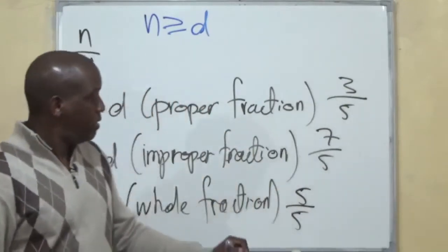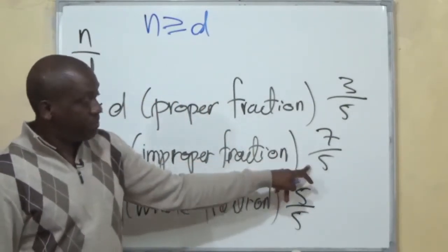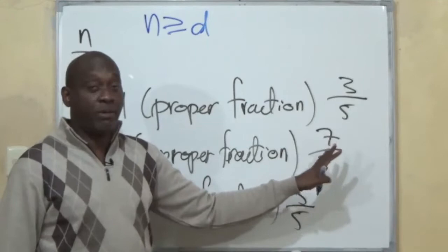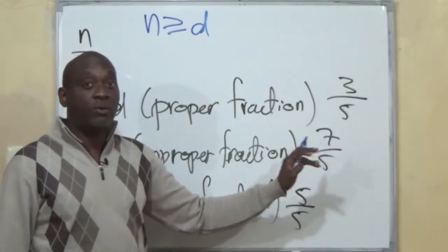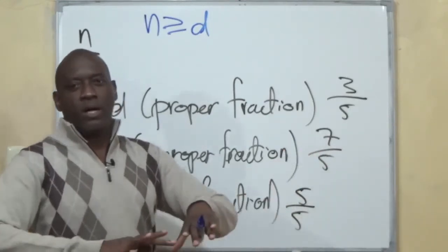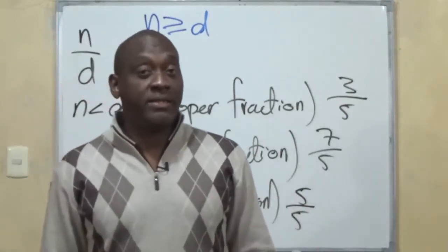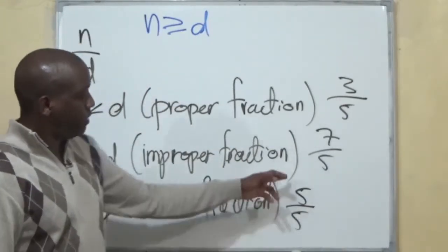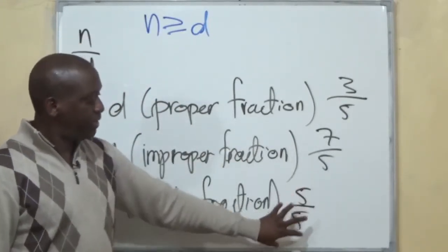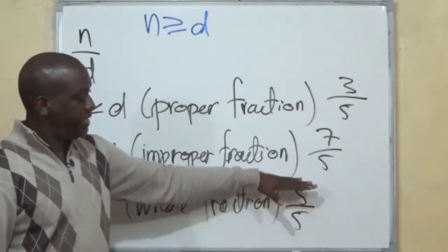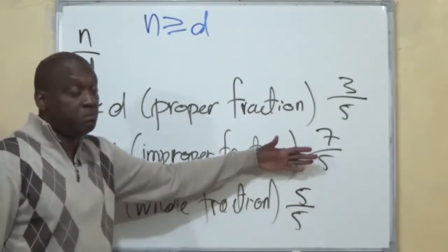Your 7 over 5 would be an improper fraction. These two we are clear about. There's no doubt, there's no ambiguity where that is concerned. What about this? Some people include this in improper fraction.